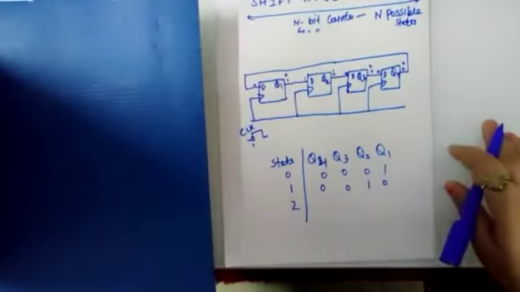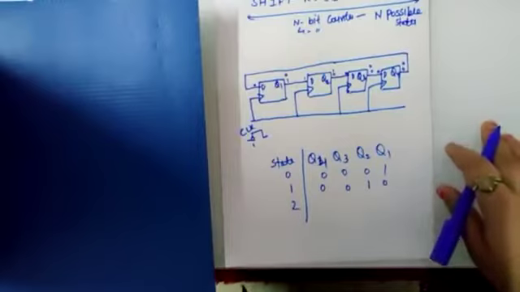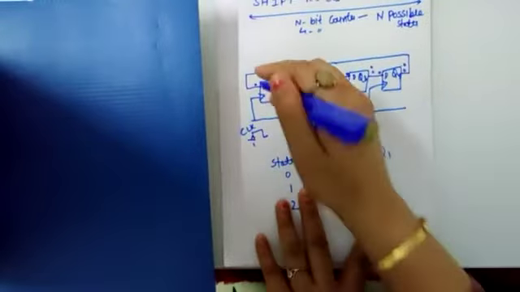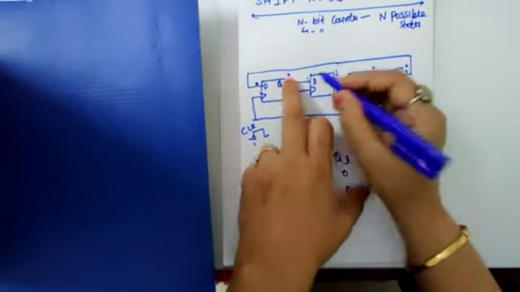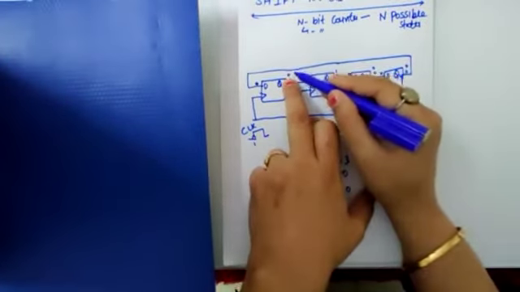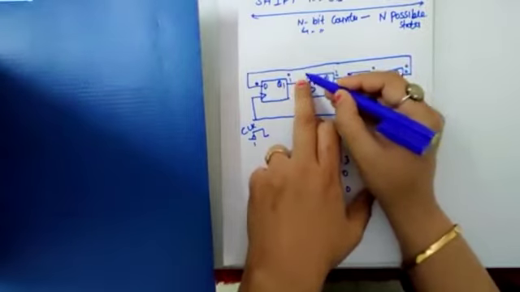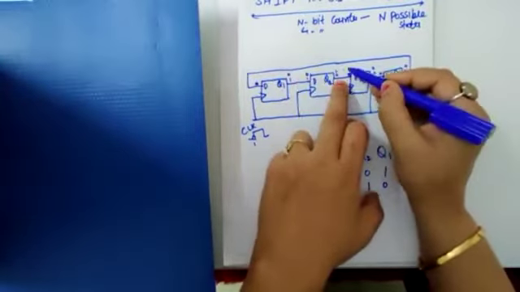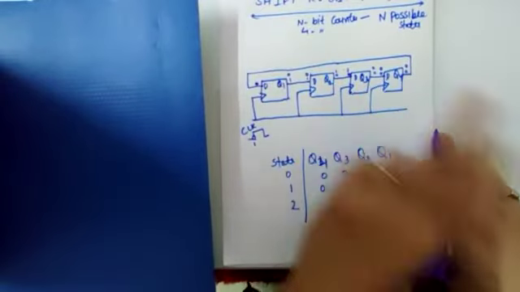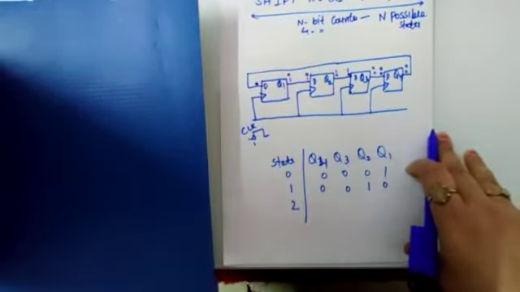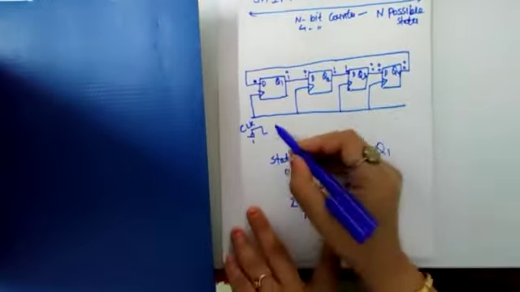Again, before applying the second clock pulse, please check the inputs. Now again this 0 comes here as the input. Now this 0, the present output, will be fed to the input. This 0 comes here as the input, this 1 comes here as the input, and this 0 comes here as the input. Now all the inputs are ready.